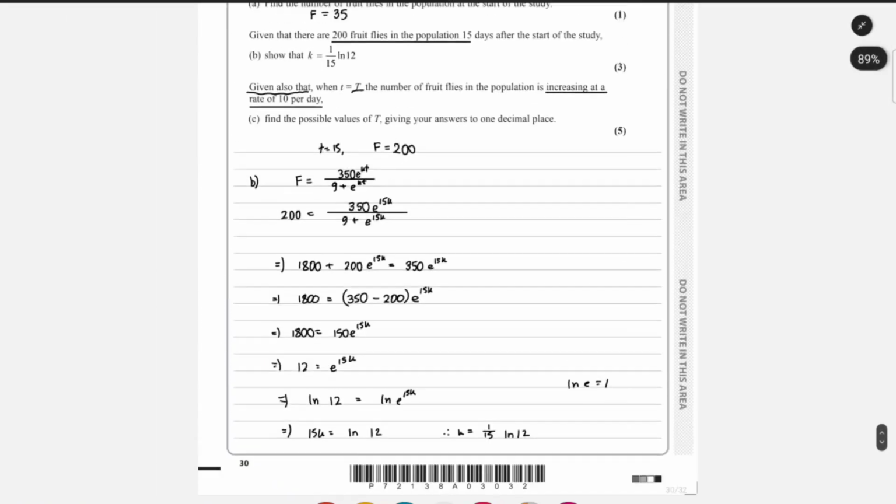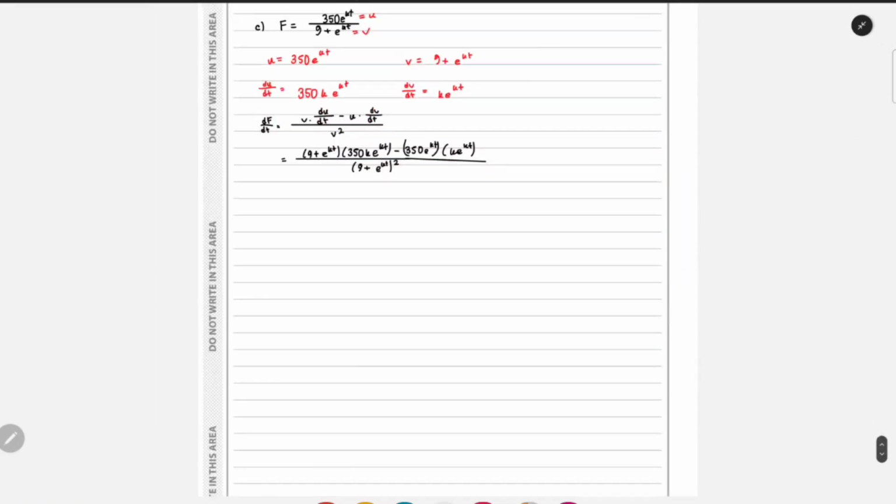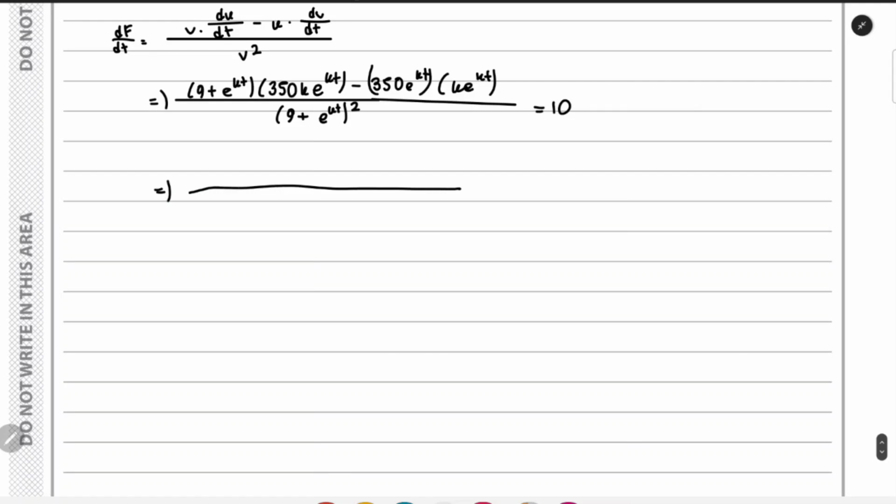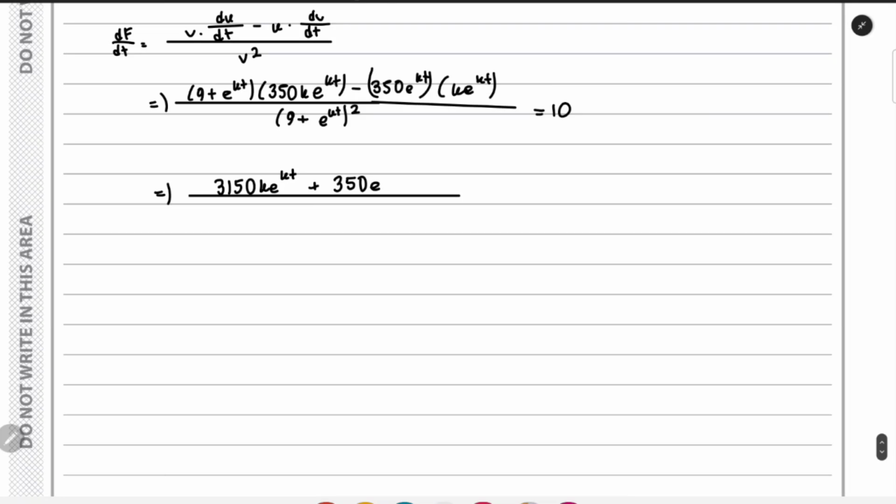So we want the rate of increase to be 10. So we want this expression to be equal to 10. And now we'll solve it for this case. Now for the numerator, we have 9 times 350k, which is 3150. We have 3150k e to the power kt plus 350k e to the power 2kt. We are basically using the law of indices, which says that a to the power m times a to the power n is a to the power m plus n. And then we have minus 350k e to the power 2kt.